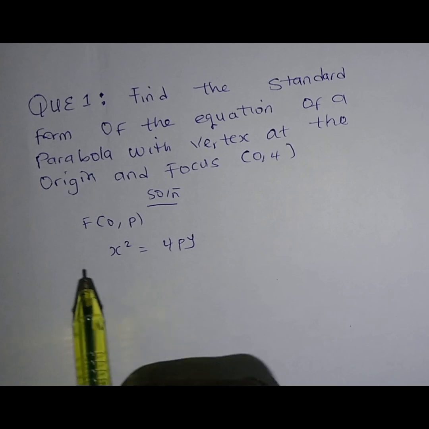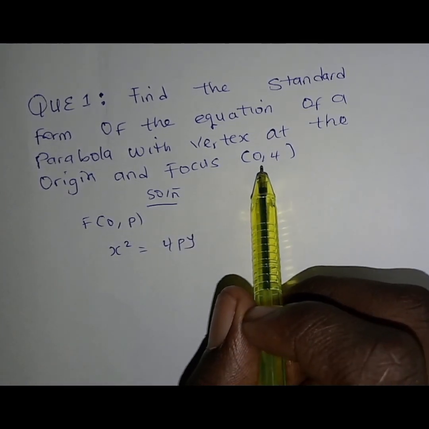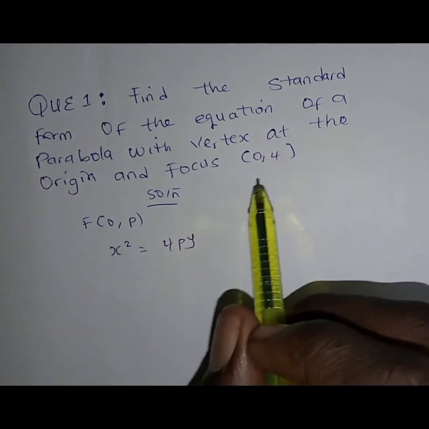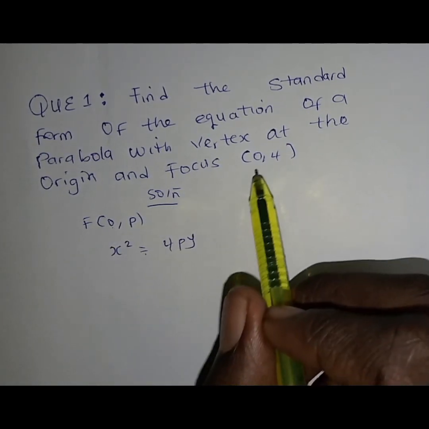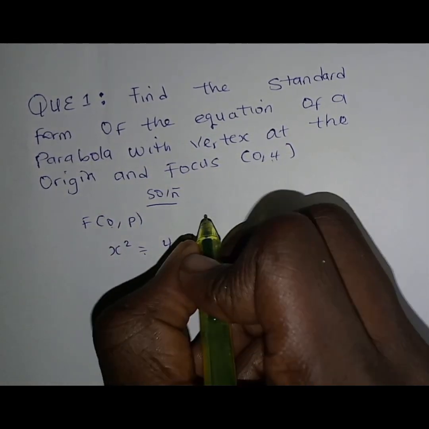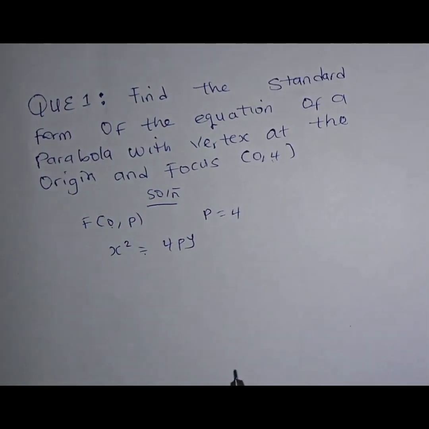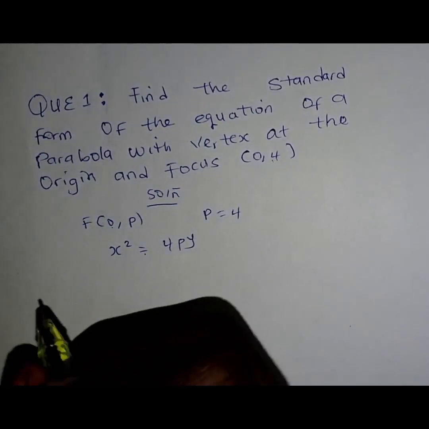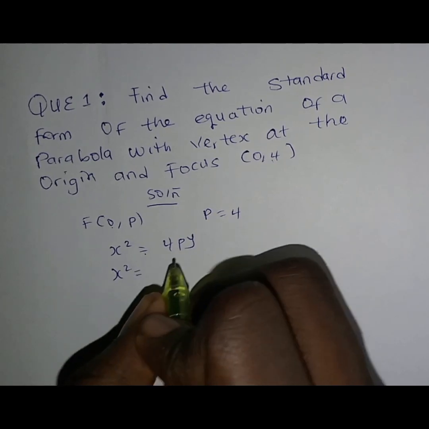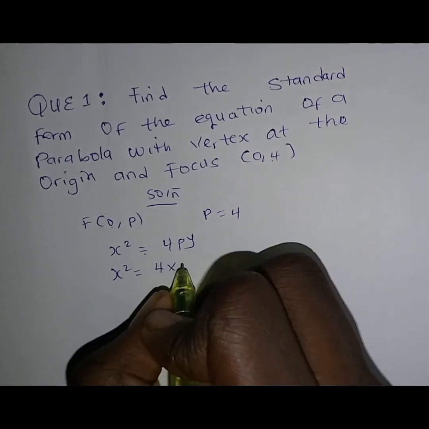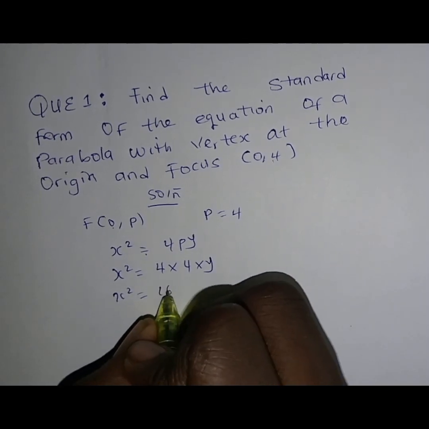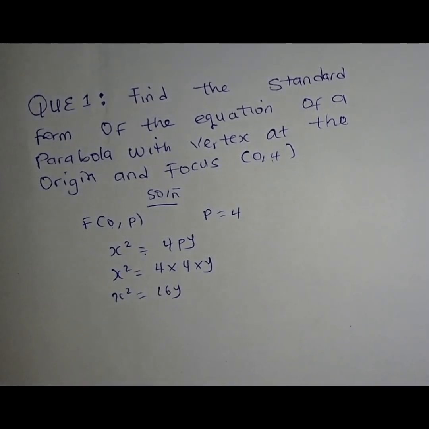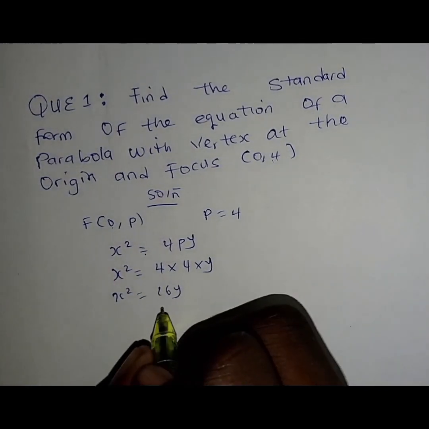So therefore now the p for the focus, when you compare this standard focus under this graph to this focus, the p is now 4. So therefore to get the equation of the graph, it becomes x squared equals to 4 times p, which is 4, times y. So x squared equals to 4 times 4 is 16y. Now divide both sides by 16. Let's make y the subject of the formula.